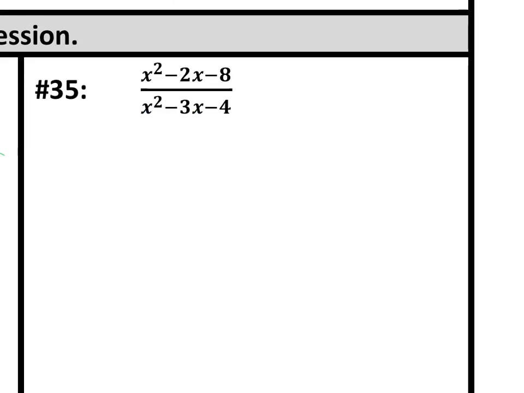Okay, 35, we are factoring this time. So we are trying to make our problem look like number 34, all factored out on top and bottom, and then we can cancel, hopefully. Hint, you're going to be able to cancel because I want you to be able to show that.